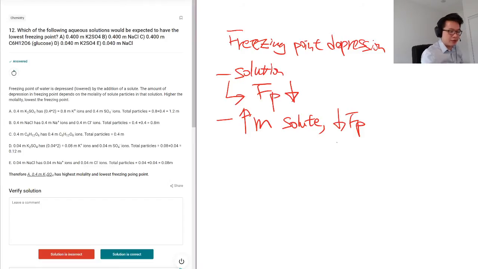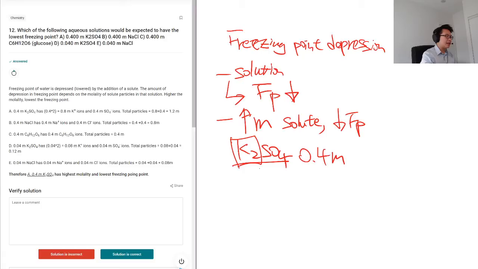Okay, so we are going to find out the actual amount of solutes in our solution. First of all, for A, we have 0.4 molal K2SO4. So for each individual ion, because it's K2SO4, let me write on the right. We have K2SO4. Assume that we have 0.4 molality of that.